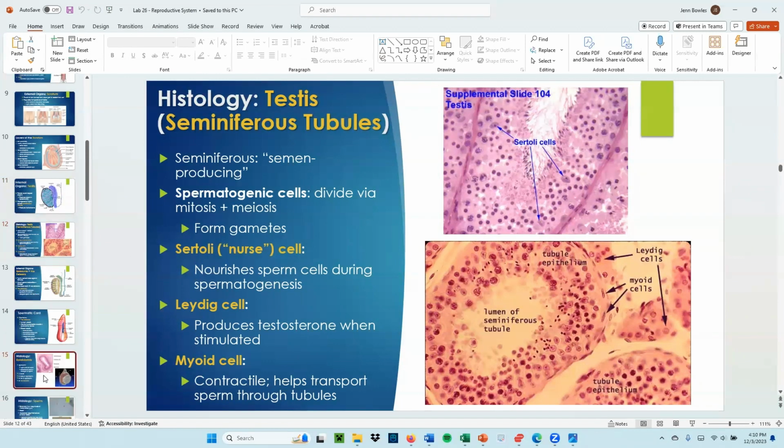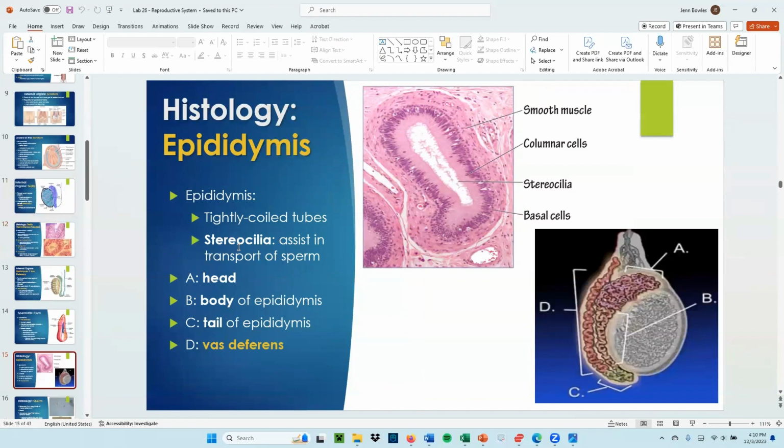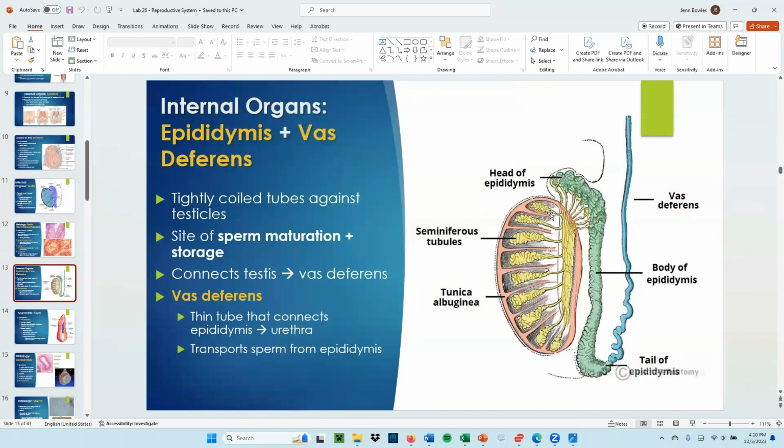And then the last slide to focus on is the epididymis. So the testes and the epididymis work closely together. Testes are producing semen, not semen, sperm, sorry. And then the epididymis is the site of maturation and storage. So think of them as one continuous vessel. We just have different names along different points here.